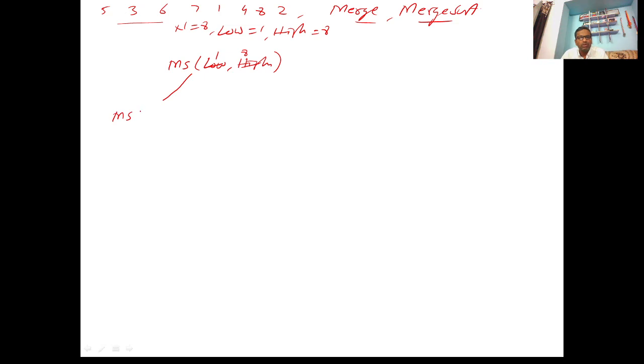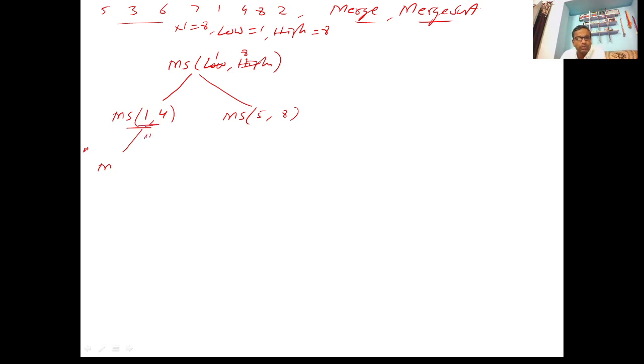The first recursive call will be with arguments low, which is 1, and (low plus high) upon 2, that is (1 plus 8) upon 2, its floor value, which is going to be equal to 1 and 4. And the second call to the merge sort is going to be made with 5 and 8. Again, the recursive call to this will invoke the same algorithm with the value of mid. What will be the value of mid at this stage?